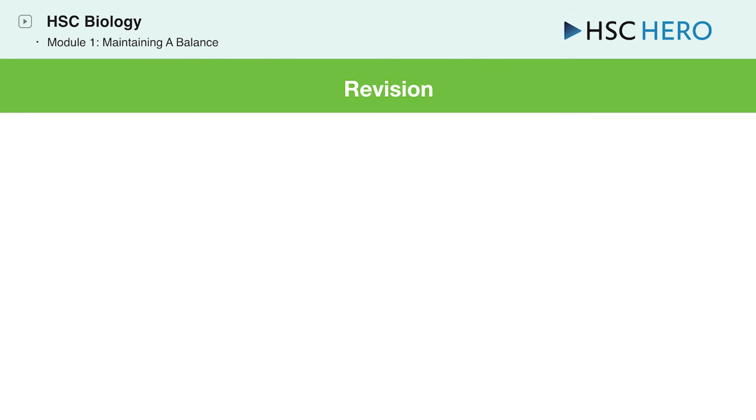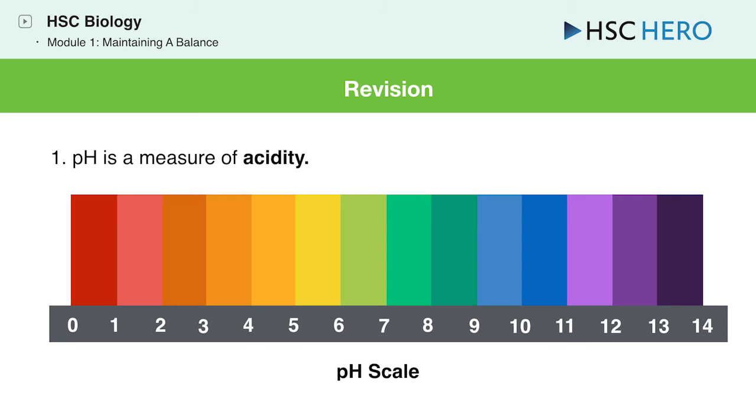Firstly, pH is a measure of acidity. We measure this through the pH scale. Secondly, there is a strong relationship between enzymes and pH. Enzymes have an optimal pH range where the enzyme works most effectively. When the pH of an enzyme is too high or too low, the enzyme could be denatured and therefore have minimal and very low enzyme activity.